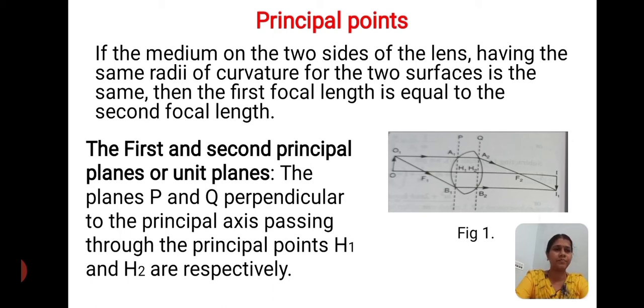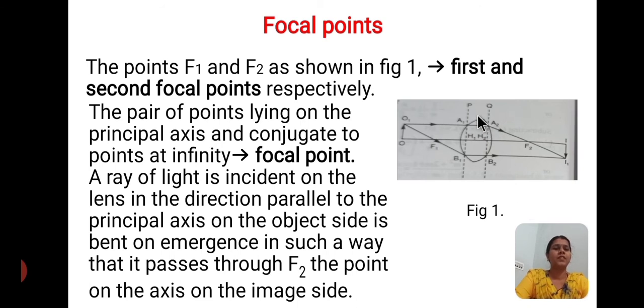Okay student. Again with the same figure, now we will try to know what the focal points are here. I have already explained what a focal point is. Anyhow, let us consider the points F1 and F2. This is the first and the second focal point. So a pair of points lying on the principal axis conjugate to the points at infinity, we call a focal point.